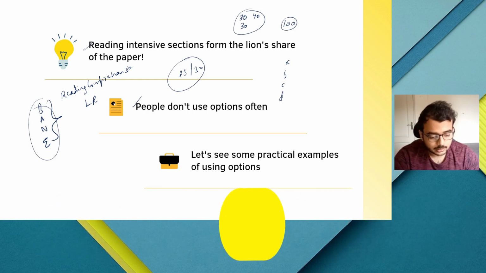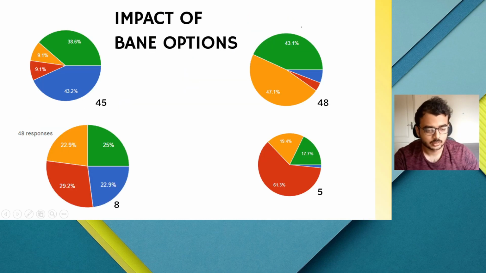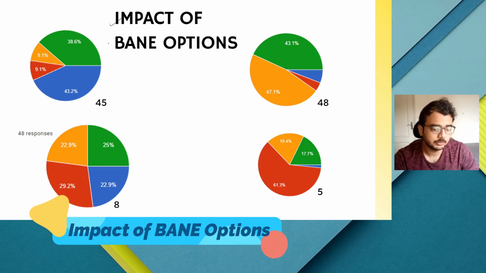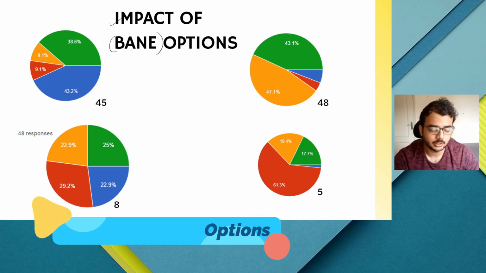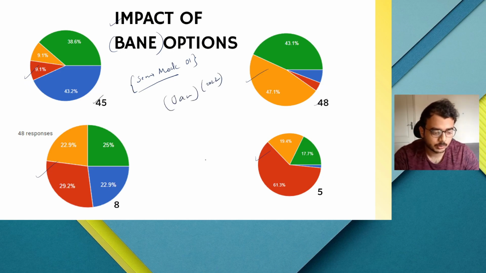And let's see some practical examples in this video on how we use options to our advantage. In this slide we would be looking at the impact that a BANE option can generate. For your information, these pie charts, as you can see, are based on the responses of the students who took semi-mock test number 1 in January, the second week of January. This question number was 45. I have taken this question to explain the impact of BANE options.